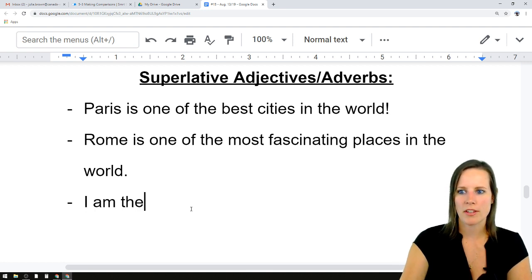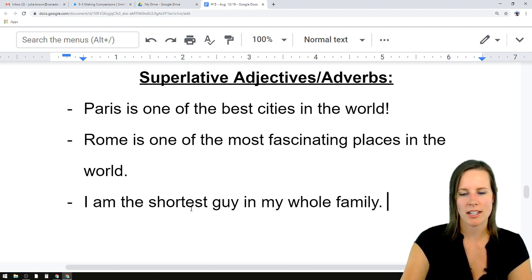Farah, I am the shortest. Good. In this case, you don't need one of because it's kind of just a fact. I am the shortest guy in my whole family, you can say, in my whole family.